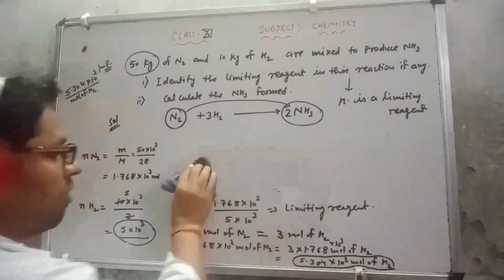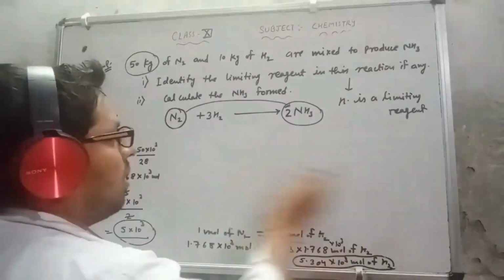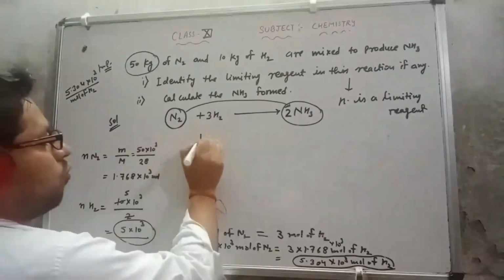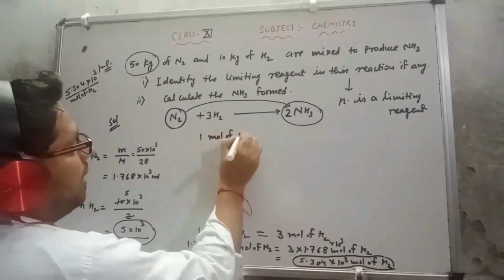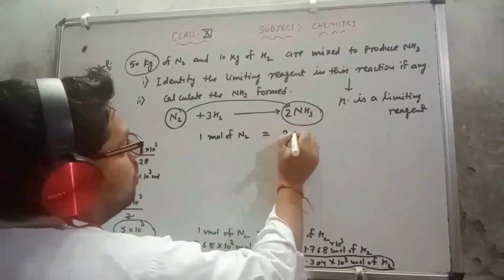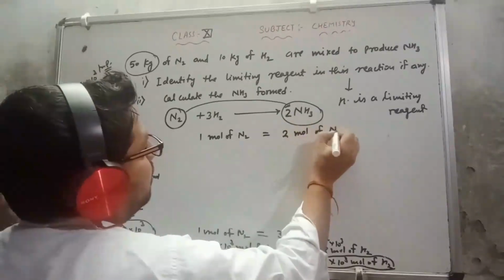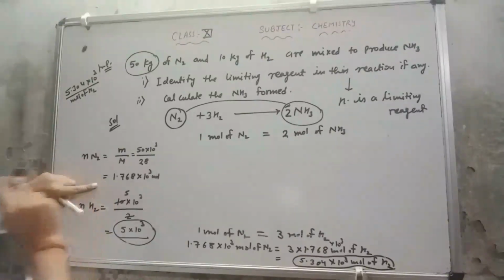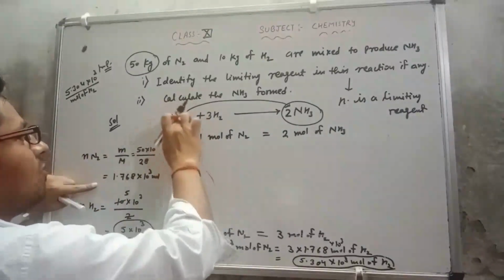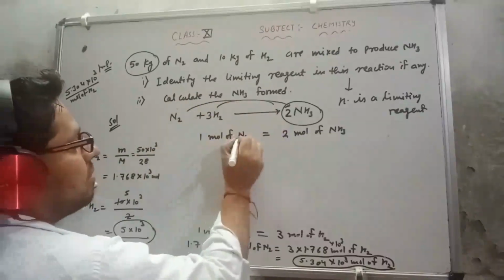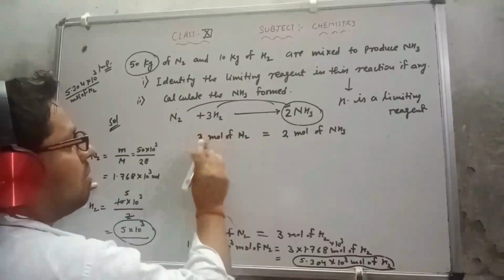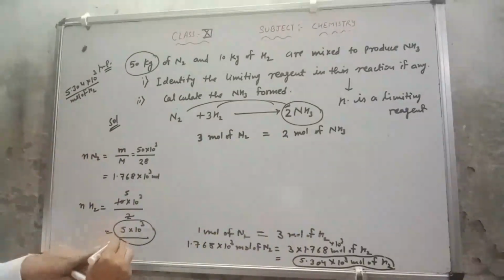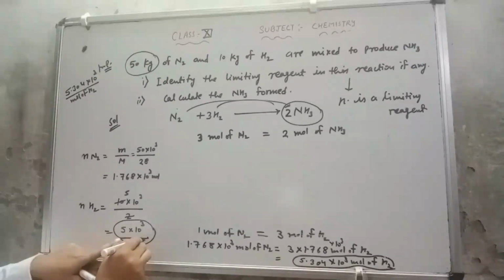This is how much of ammonia will form. See here, 1 mole of N2, then how much mole of ammonia will form? 2 mole of NH3. How much mole of N2 we have? Sorry, hydrogen is the limiting reagent, so we will compare with the hydrogen only. This is 3 mole of hydrogen, then gives 2 mole of ammonia. So how much mole of hydrogen we have? 5 into 10 raised to the power 3.